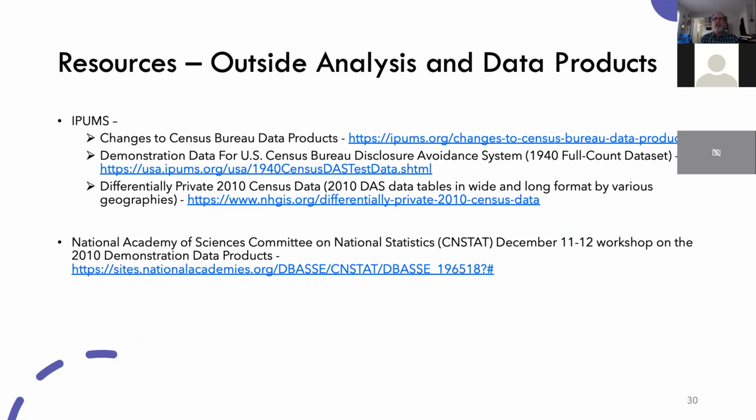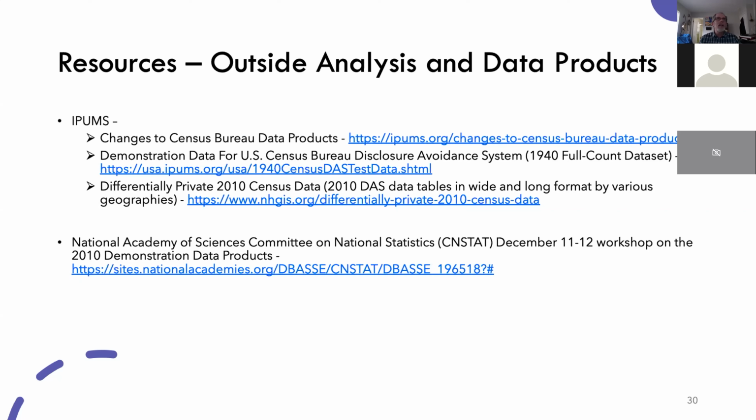Also links to the 1940 full count data set. That particular data set is available if you want to use it. It's not for the faint of heart. It's got 400 million entries to it. It's huge, and it's not easy to deal with. The other thing is that NHGIS put up a series of tables that were derived from the 2010 DAS that were actually broken out by geography, both in wide format and narrow format. So if you're only interested in taking a look at a particular geography to see how these particular products fared, you can actually download just what you need at this particular link.